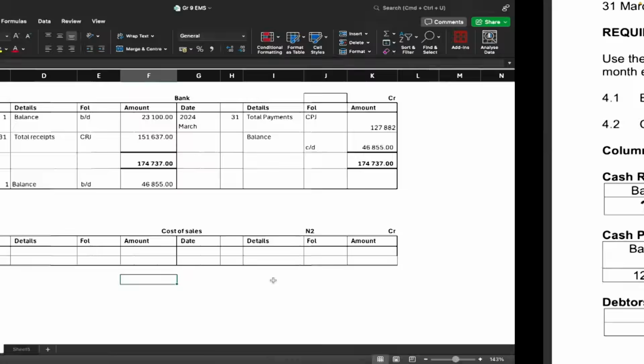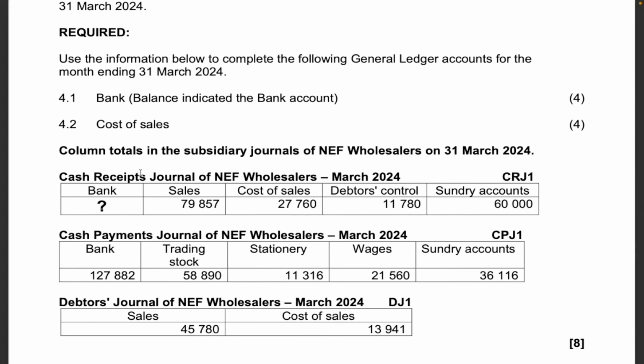So let's look at the question and see what is applicable to cost of sales. Under 4.2, they've asked us to do the cost of sales. And so what qualifies as a cost of sale? Well, the first thing you'll notice there, under CRJ, we've got an amount for cost of sales, 27,760 Rand, and we've already explained that this is not money that we are receiving, but this is basically how much it costed us to make the sale that we actually made. Okay, so we're going to record this as cost of sales, 27,760 Rand.